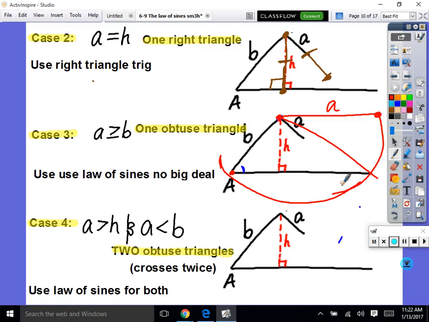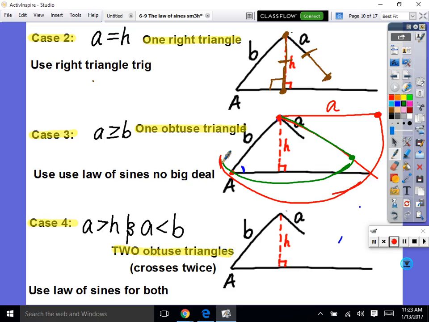Yeah, if it was the same length as B, what's going to happen is it's going to cross. Okay, good point. So this is what happens. If it's the exact same length as B, like let's draw this, the exact same length as this, okay? Then what's going to happen? It's going to come down, it's going to cross, and it's going to cross perfectly there. So it still only makes one obtuse triangle.